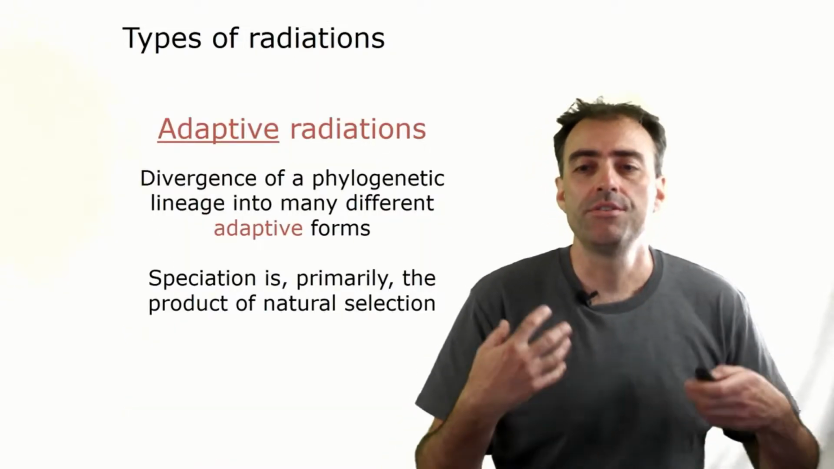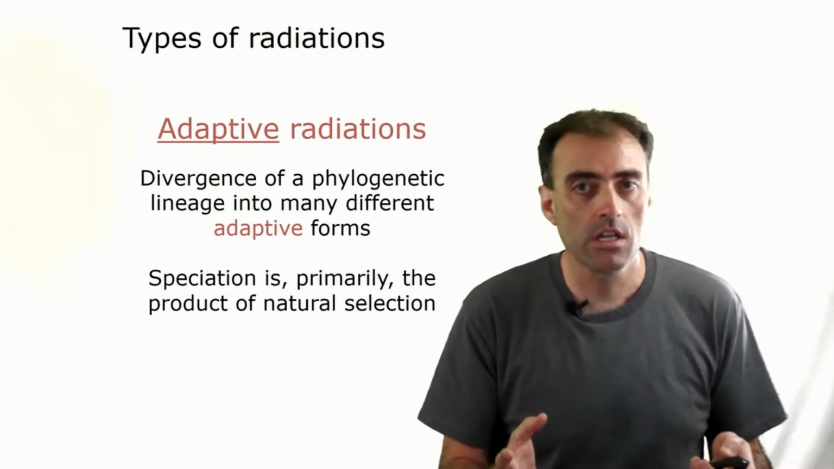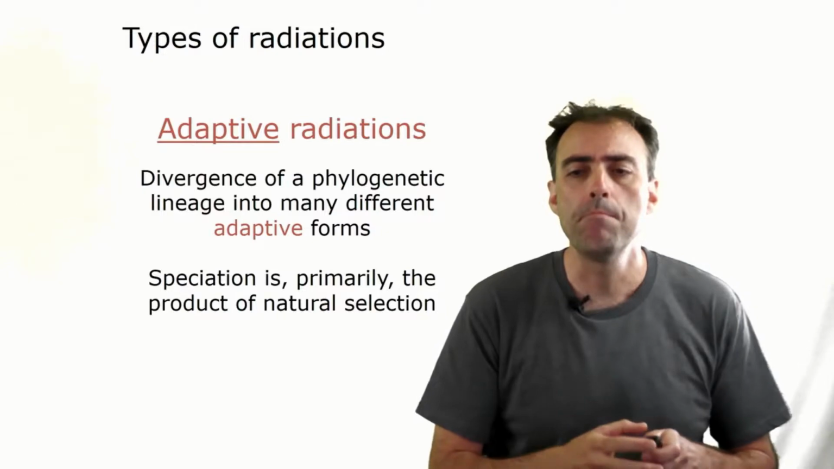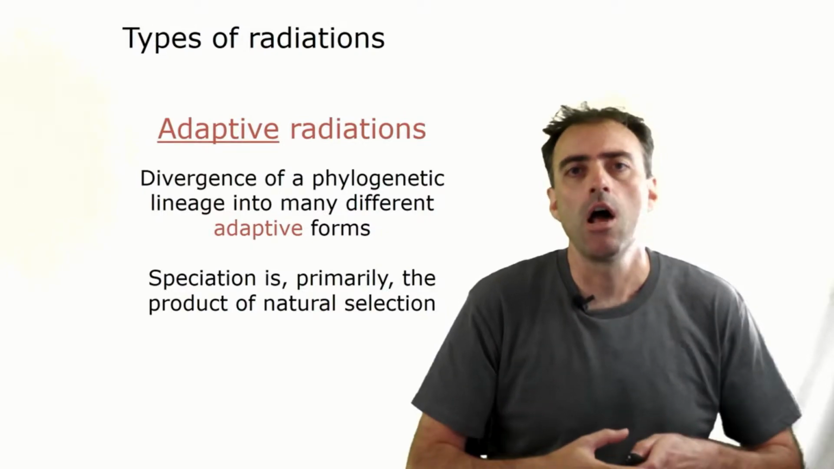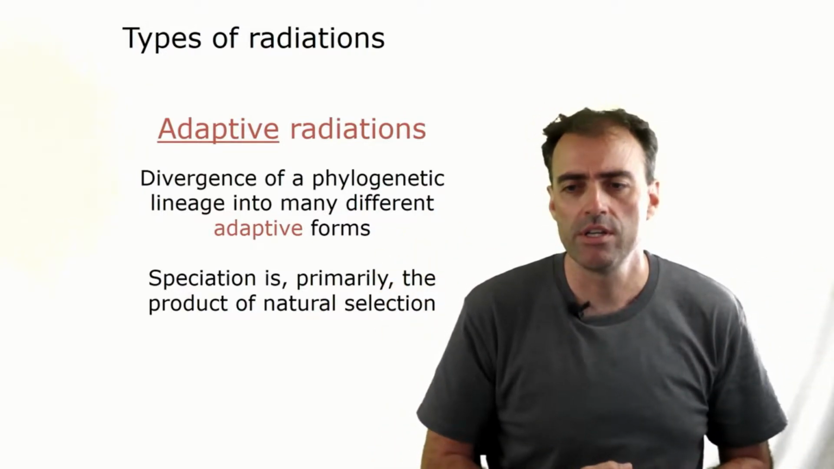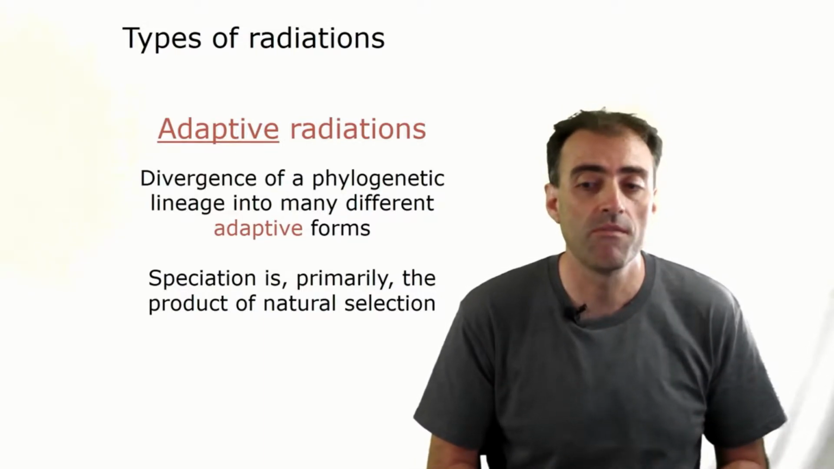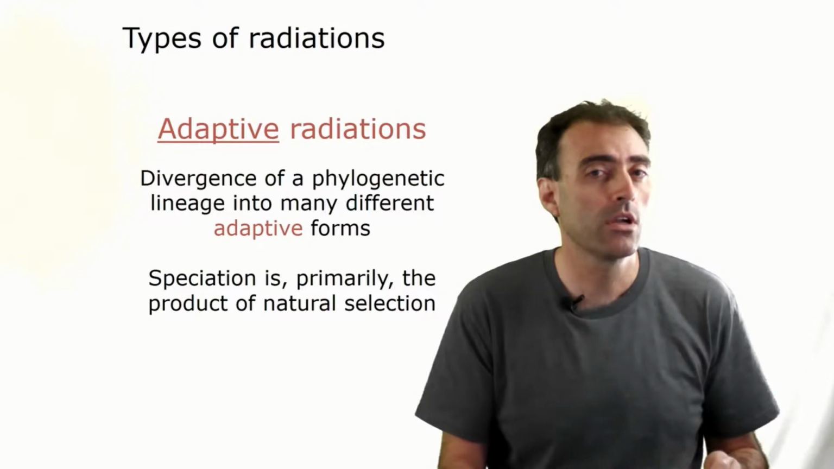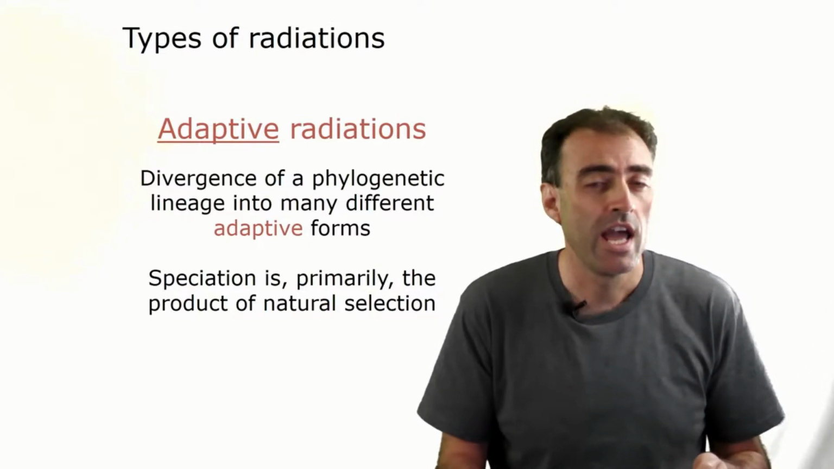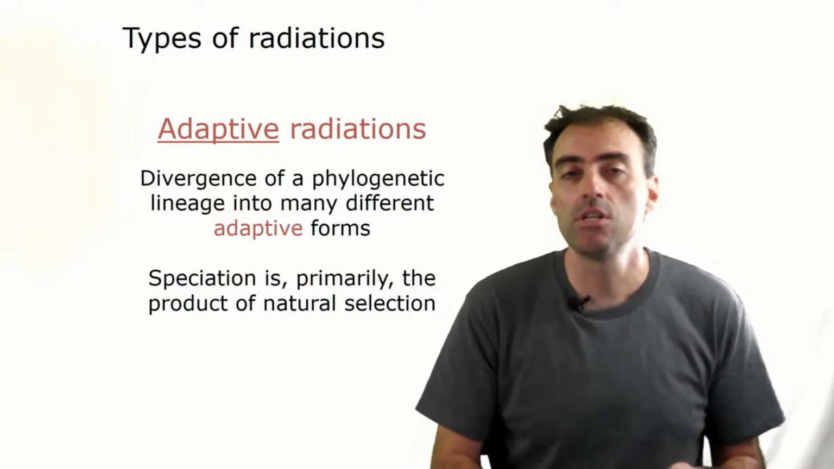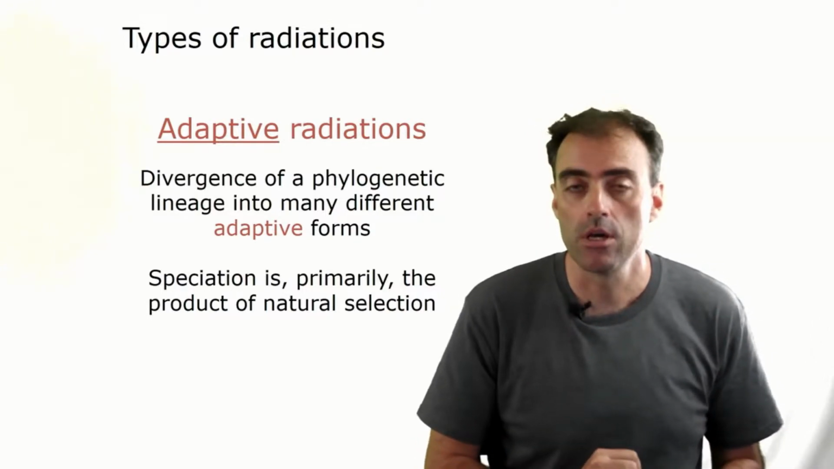Now, this is divergence of a phylogenetic lineage, so a common ancestor, into many different adaptive forms, invading lots of different ecological niches. Speciation here is primarily the product of natural selection. Other processes can be at work as well. Passive divergence can also help in the whole process, but natural selection and adaptation are the primary things forming those new species.